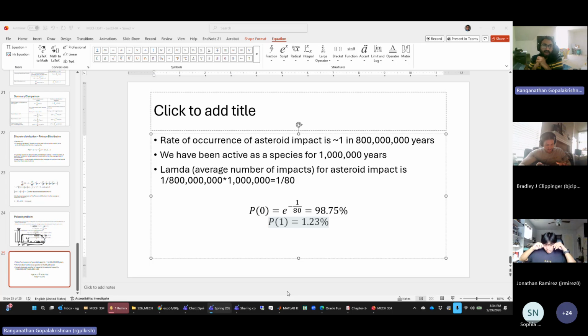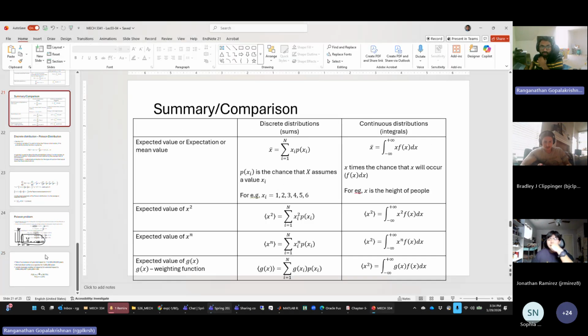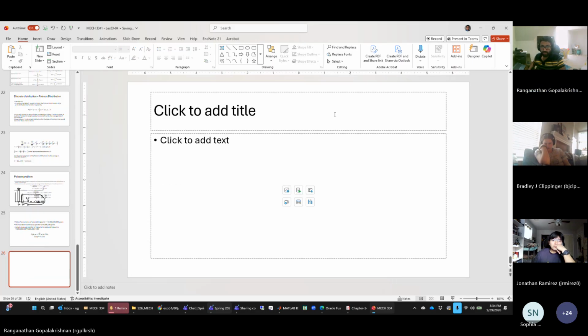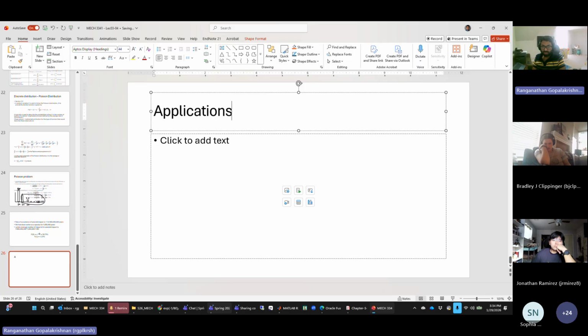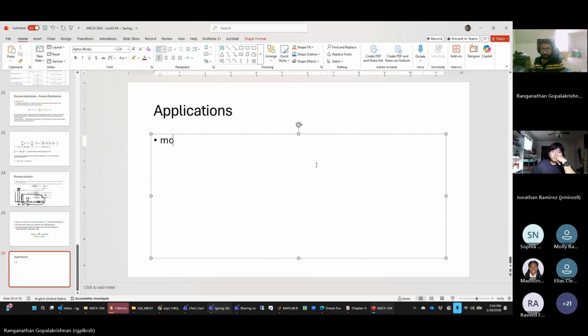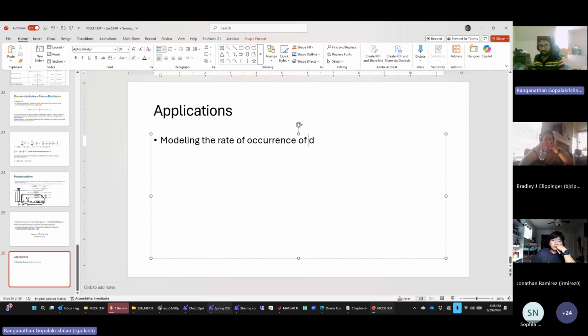So this Poisson distribution is actually quite useful in applications, modeling defects, or modeling the rate of occurrence of defects in quality control.